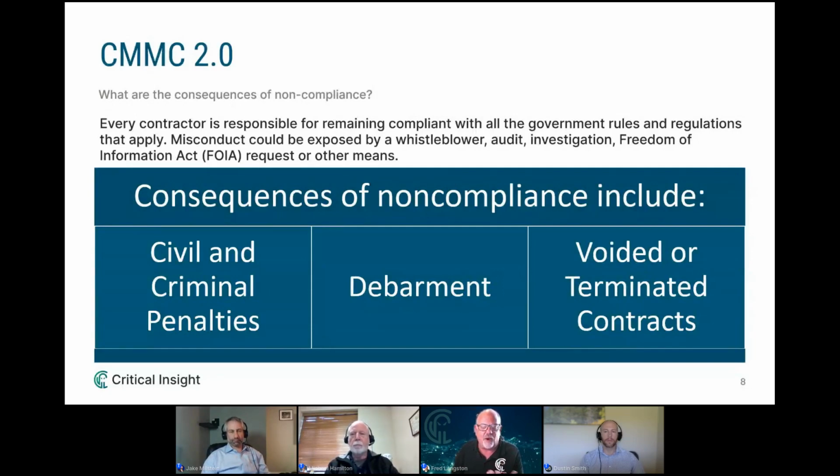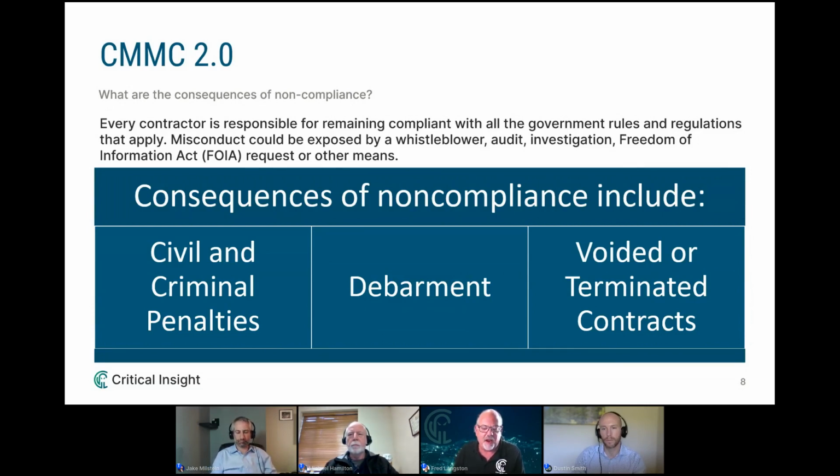Your organization will be debarred, which is like the contracting version of disbarment, where you can't contract anymore. You're done. You're out. You're blackballed. And then if you have existing contracts and something happens, a whistleblower calls and says, hey, my company's not adhering to these things that they're claiming, I'm making a whistleblower claim, or there's an audit, or something happens.